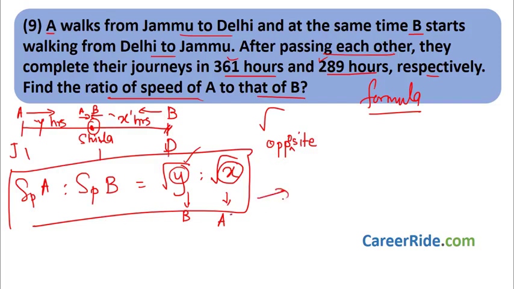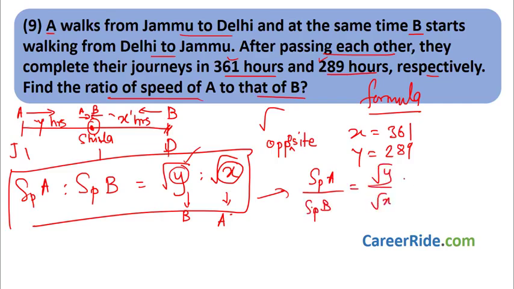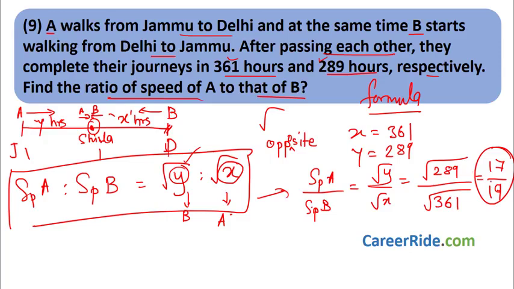So how to solve our sum using this? We know that after meeting B, A will take 361 hours. So X is 361. B will take 289 hours. So what is the ratio of speed of A to B? Speed of A upon speed of B is nothing but, we know, root of Y upon root of X, that is root of 289 upon root of 361. This is nothing but 17's root and this is nothing but 19's root. So the answer is 17 by 19 is the ratio of speed of A and B.